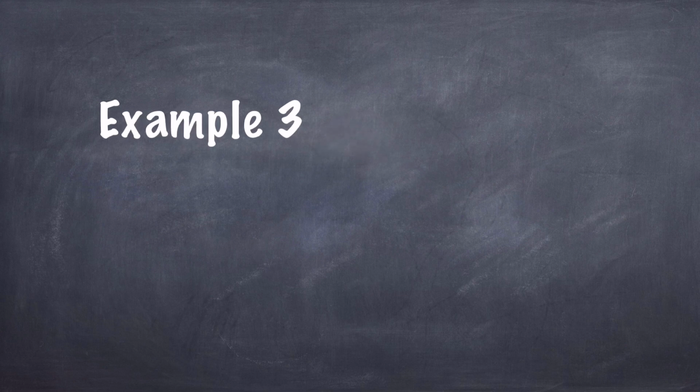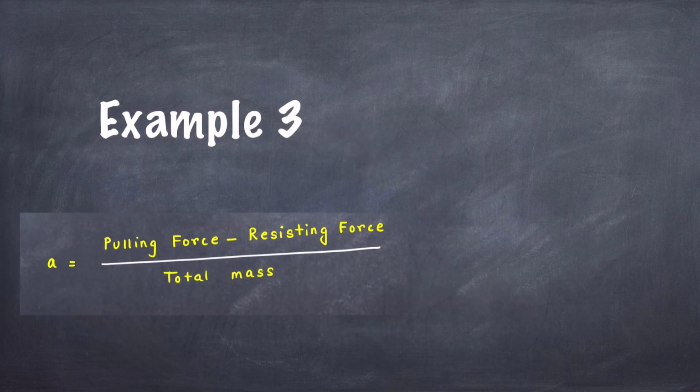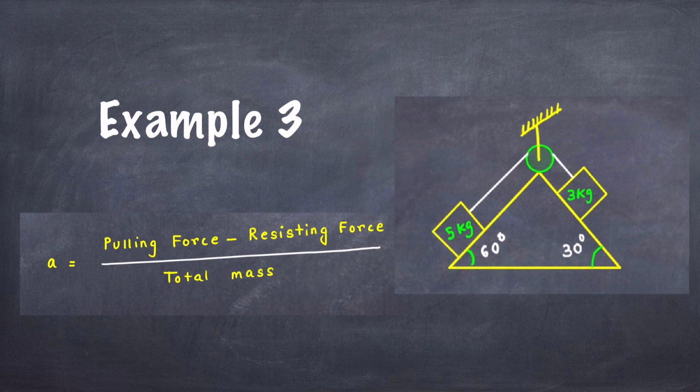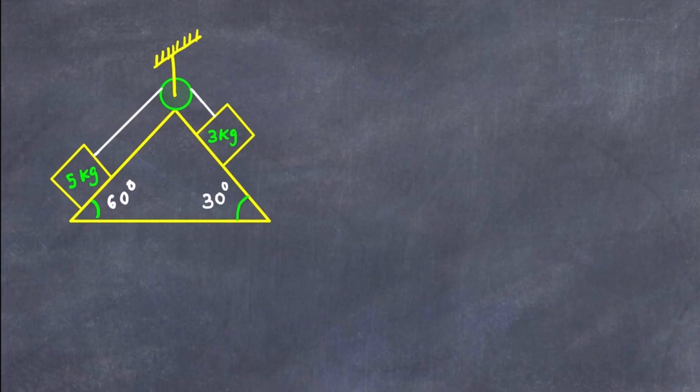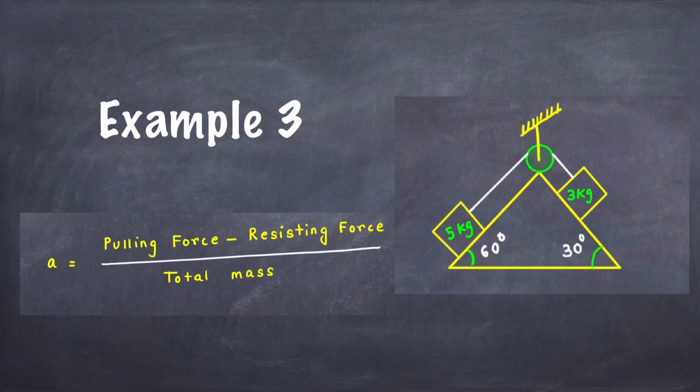So proceeding on to the next example, we'll see how with the help of our previous formula and a little concept, we can find the acceleration of the system where the angles of the incline are different. In this example, there are two blocks, 3 kg and 5 kg, connected by a single string which passes over the pulley, and the angles of incline are 30 degree and 60 degree respectively.